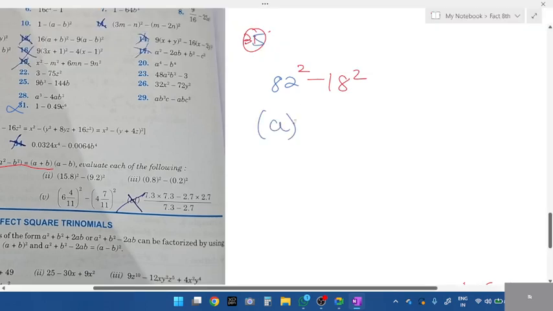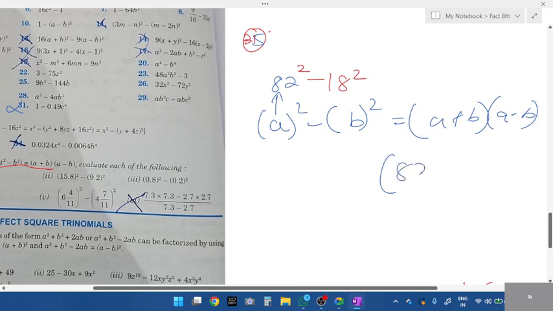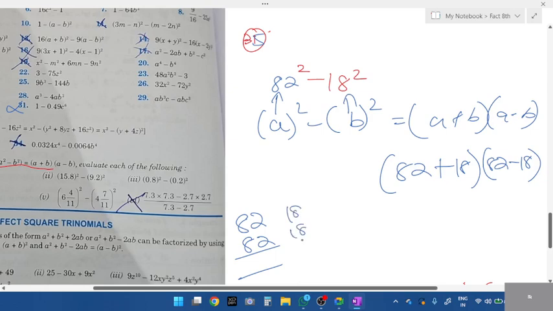Look here. Below this, I'll write a square minus b square. In place of a, what is given? In place of a, what do we have? 82. Write that. Just substitute 82 plus. In place of b, 80. Yeah, complete this. 82 minus 80. See how easy the calculation is. Instead of writing 80 square, instead of multiplying 82 twice and 18 twice, this is easy method.